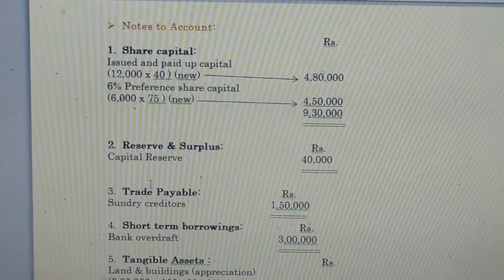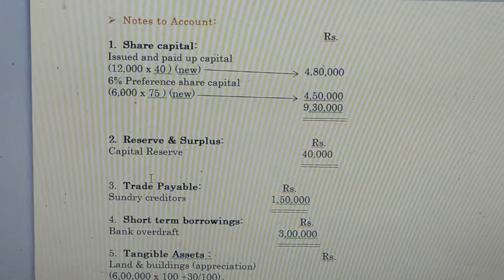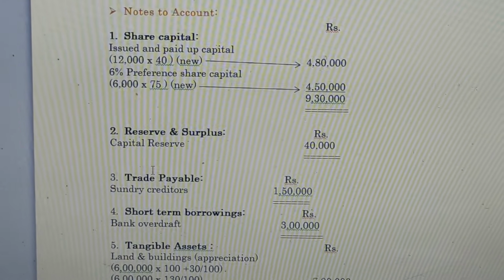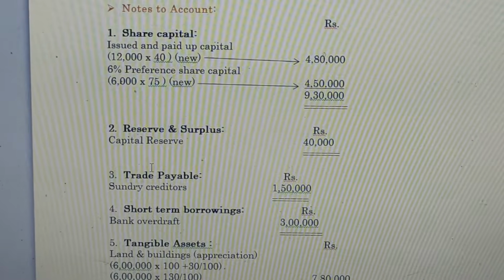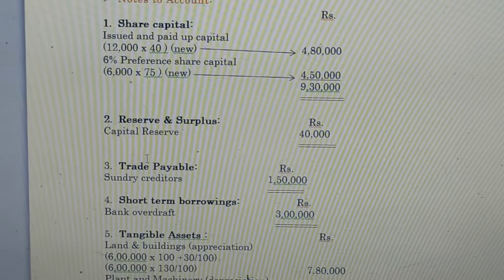The note number 1 is share capital. Under the share capital, issued and paid up capital, the new equity share capital is 4,80,000. It means 12,000 multiplied with 40. So we get the new share capital amount of 4,80,000.